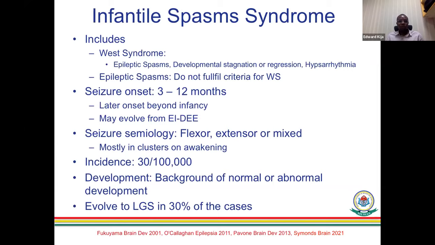The seizure semiology can be either flexor, the classic Salaam attacks, or extensor, or in some patients it may present with mixed flexor and extensor spasms. There's usually an association with sleep, in that the spasms occur either when the child is falling asleep or when the child is waking up. The incidence is around 30 per 100,000. It may occur in a child who is developing normally before the onset of the spasms, or in a child who has an underlying developmental delay. In about 30% of the patients, it progresses to Lennox-Gastaut syndrome.